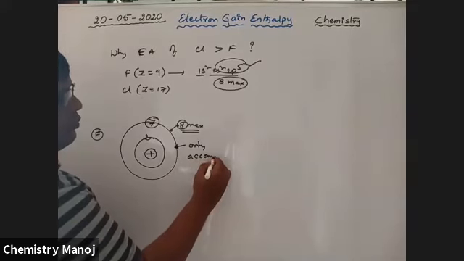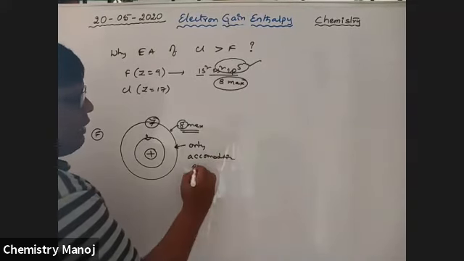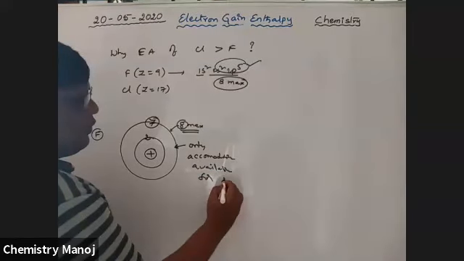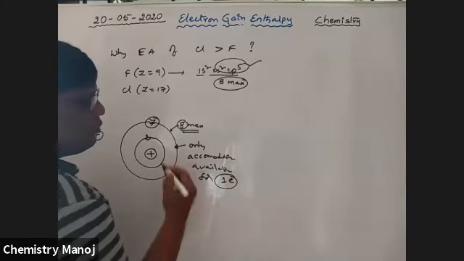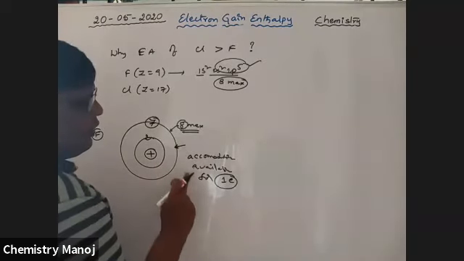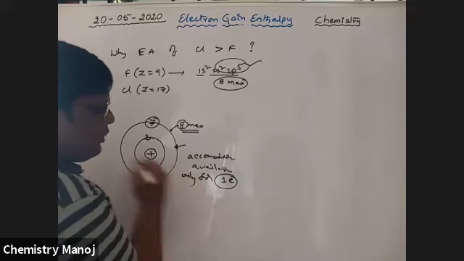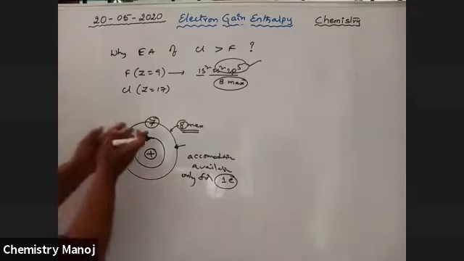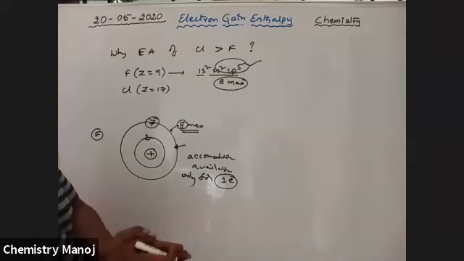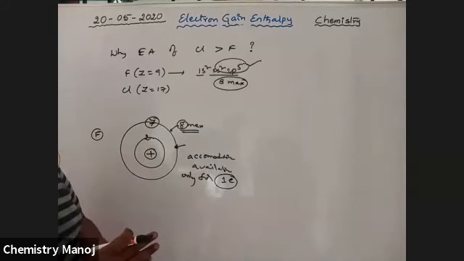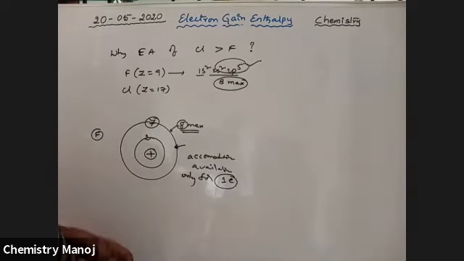That means in the second orbit, accommodation is available only for 1 electron. Already 7 electrons are there, and 8 electrons is the maximum for the second orbit. So only one electron can be accommodated. Okay, that is for fluorine.